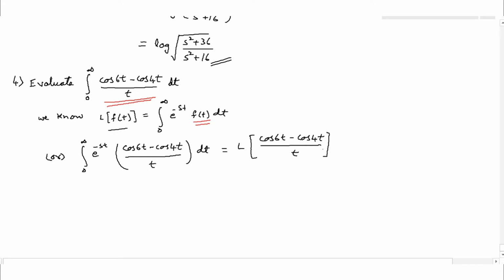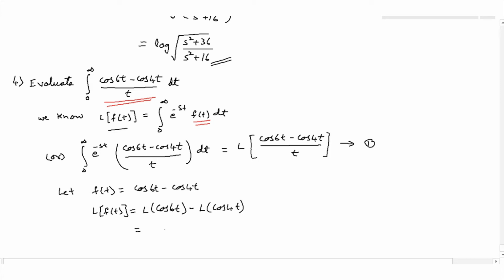Now we need to evaluate a Laplace transform which is of the form f of t by t. Let us take this as equation number 1. Let f of t be equal to cos 6t minus cos 4t. We'll try to find its Laplace transform. Laplace transform of f of t will be equal to Laplace transform of cos 6t minus Laplace transform of cos 4t.